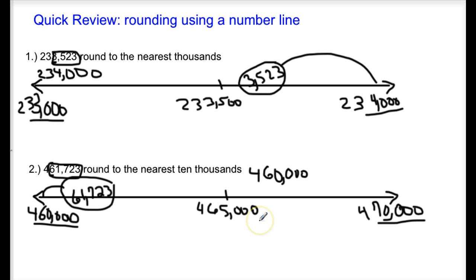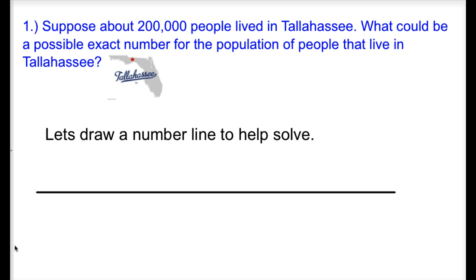So that's a review of rounding. Now let's get into the new stuff. Suppose about 200,000 people live in Tallahassee. What could be a possible exact number for the population of people that live in Tallahassee? So we are now looking at a number that has already been rounded or estimated. We are faced with the task of taking this rounded or estimated number and finding out what the original or exact number could have been.